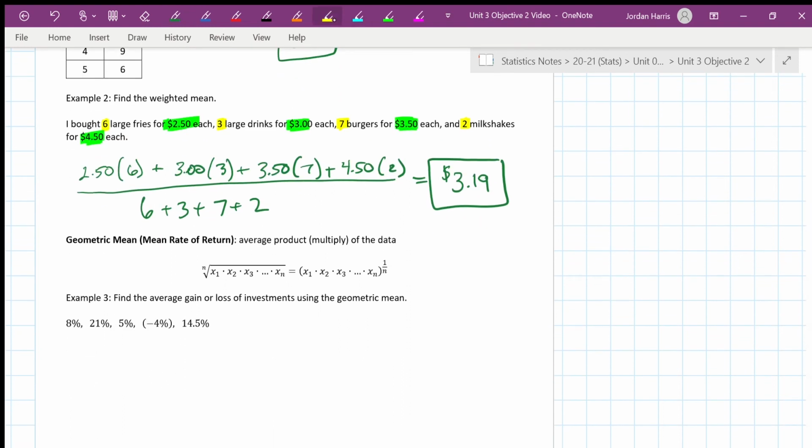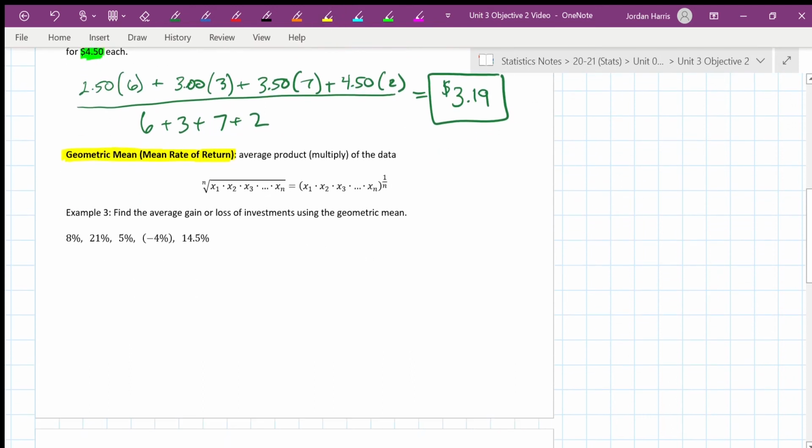The other type we're going to look at is the geometric mean, or the mean rate of return. Okay, so it's the average product of the data. So technically, the mean you're used to is called an arithmetic mean, okay, which means sum. It's the average sum. The geometric mean is the average product. So, depending on your calculator, you have a couple different ways. You either have to be able to use an nth root or a 1 over n power.